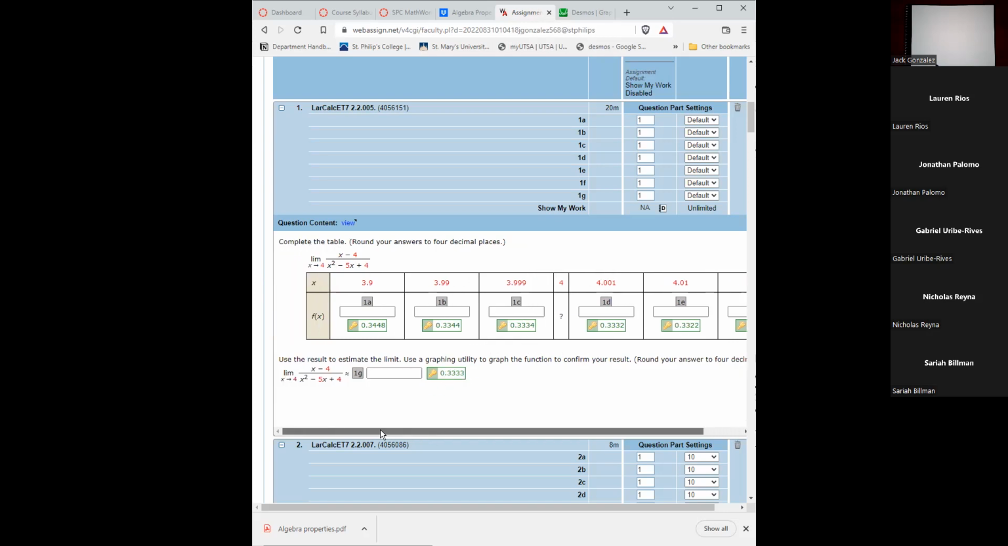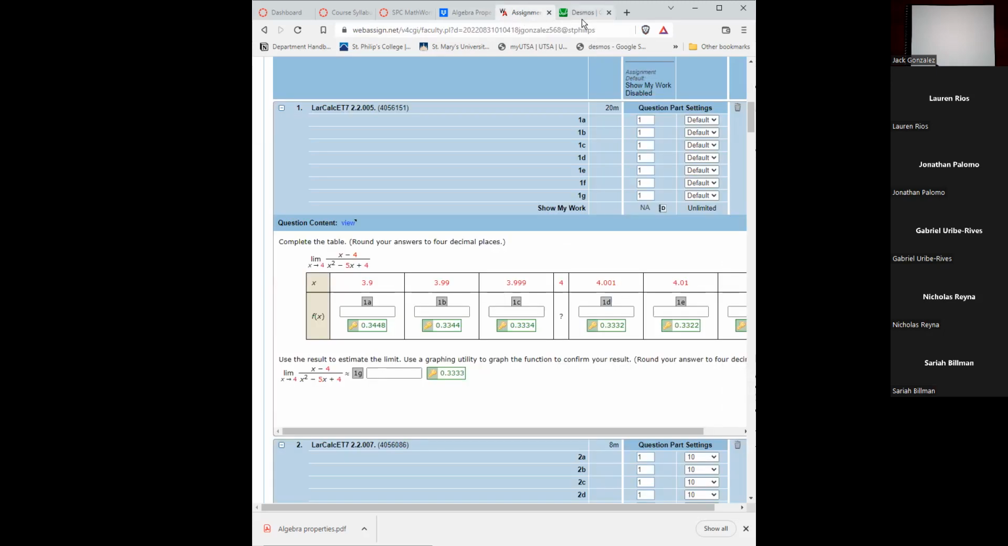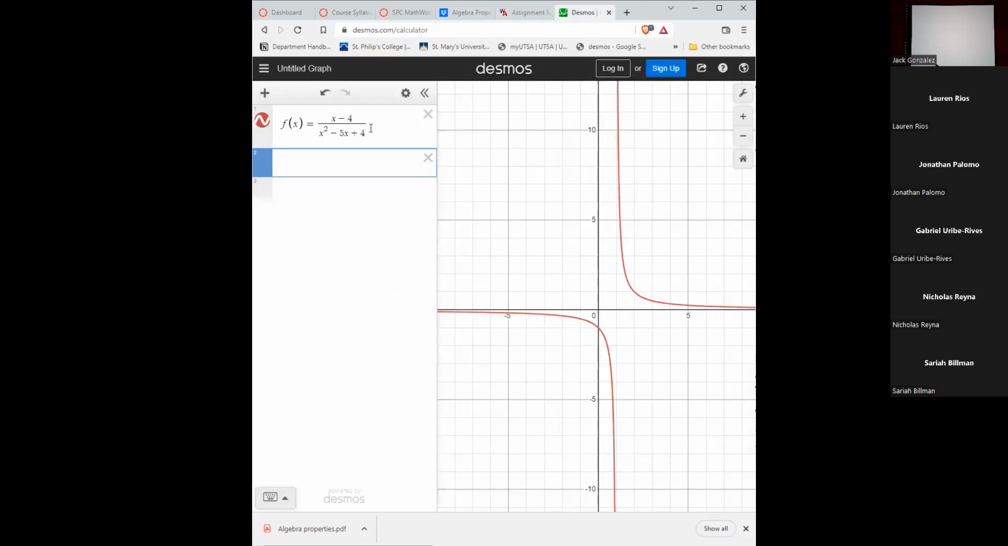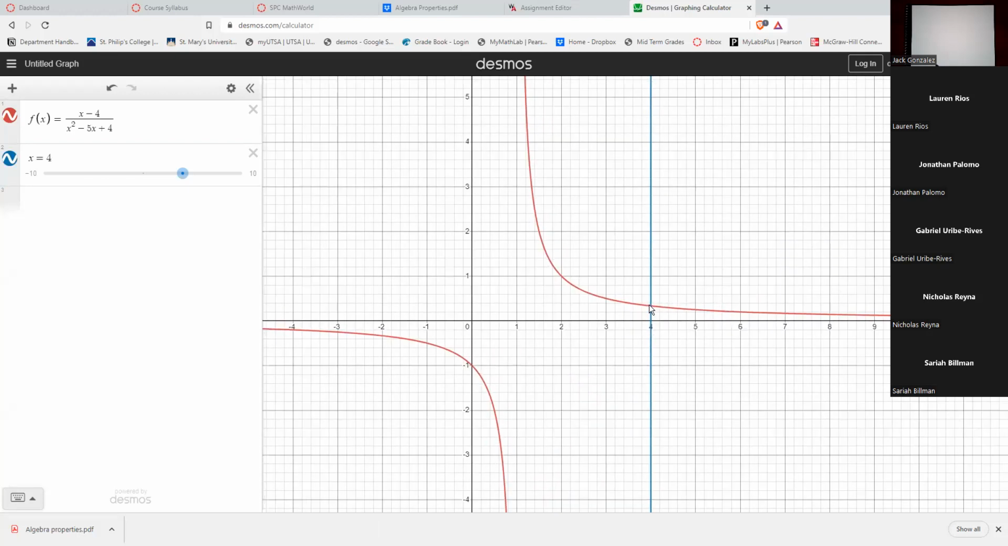So all you got to do is get your calculator and plug these numbers into here, and then you just keep going. And then you'll find out what they're approaching. But this is the main idea, right? 4 was the number. Okay, so here's 4.